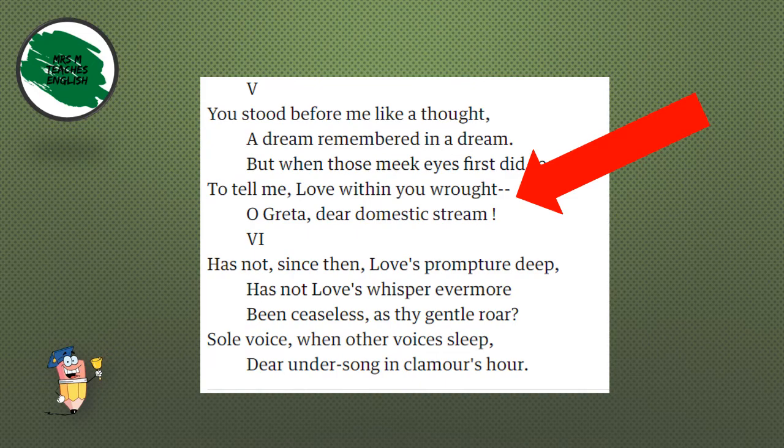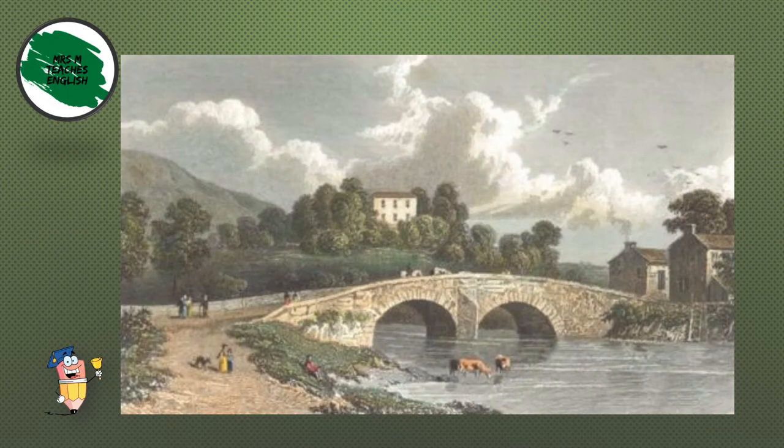The river Greta is a real place, and Coleridge would have known and loved this area well. If you're wondering if this isn't the personification of a non-human object, you'd be correct. The river is personified, given human qualities, but apostrophized by being addressed directly.